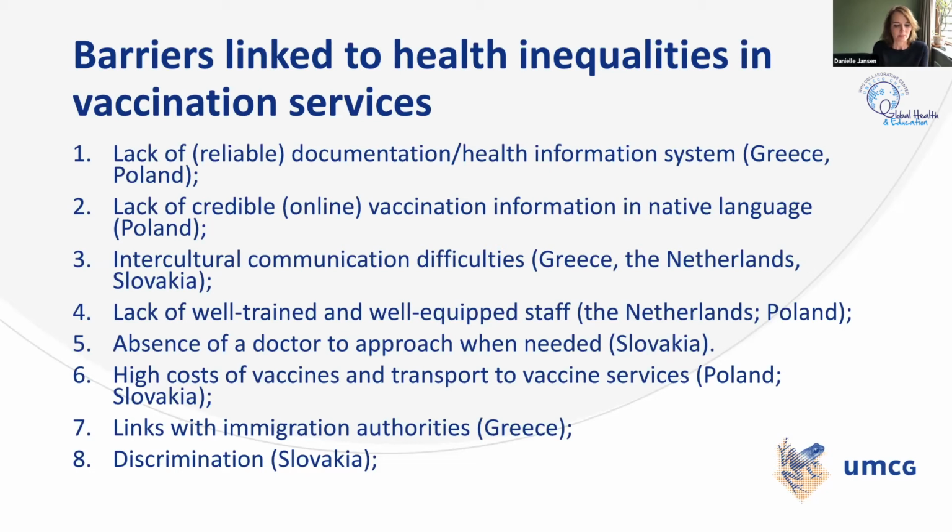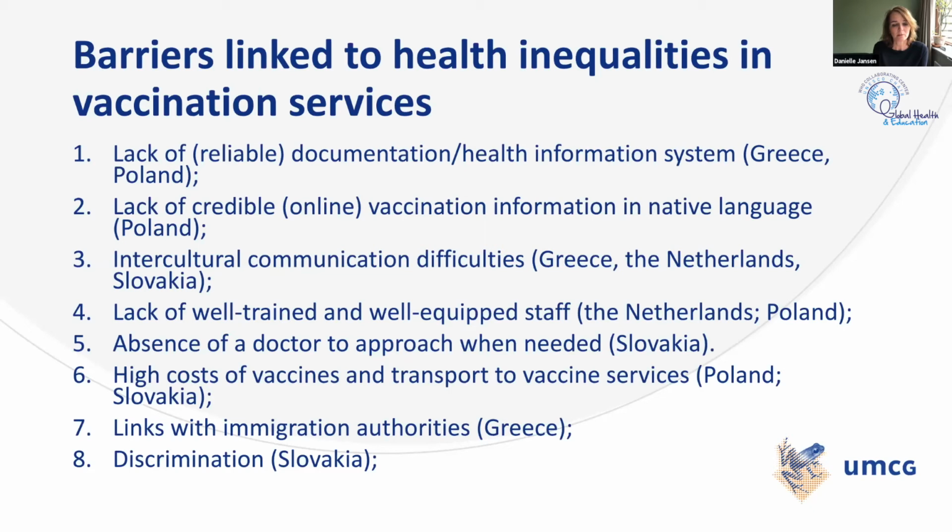The sixth experienced health system barrier concerns the high cost of vaccines and transports to vaccine services. Self-paid HPV vaccines are not of interest for people living in Ukraine, as well as for the Ukrainian migrants to Poland, due to the high costs. In Slovakia, the lack of governmental financial resources leads to disruptions of programs focusing on the improvement of Roma health, also related to vaccine preventable diseases.